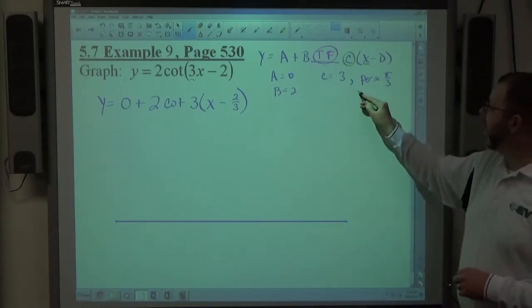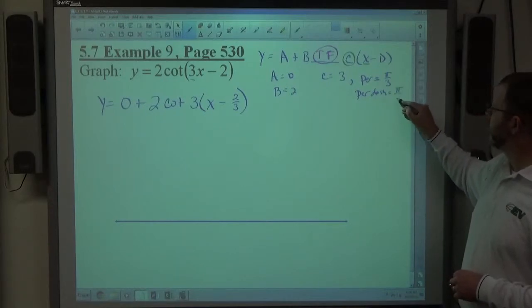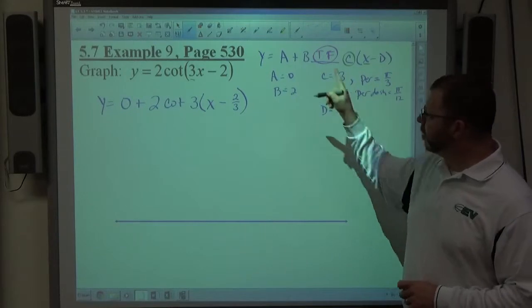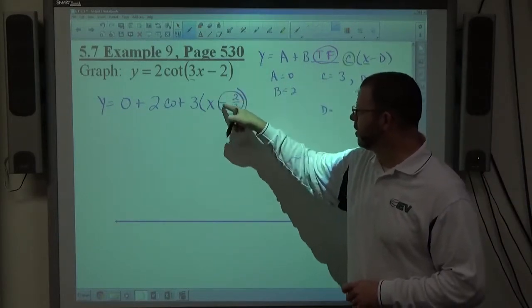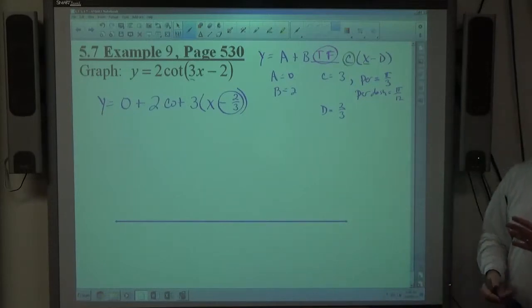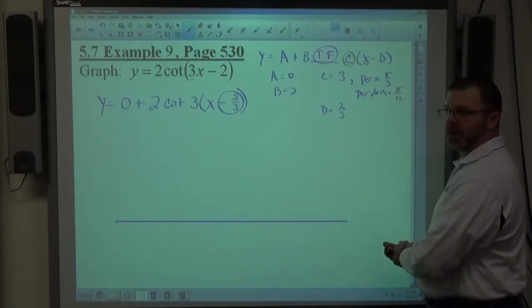And the per dash is going to be pi over 12. And finally, d is equal to the opposite of this number. So it's negative 2/3, so d is going to be positive 2/3. And that represents my starting point. So c and d influence the x-axis. I'm going to start here and go up pi over 12 per dash to get all my stuff.